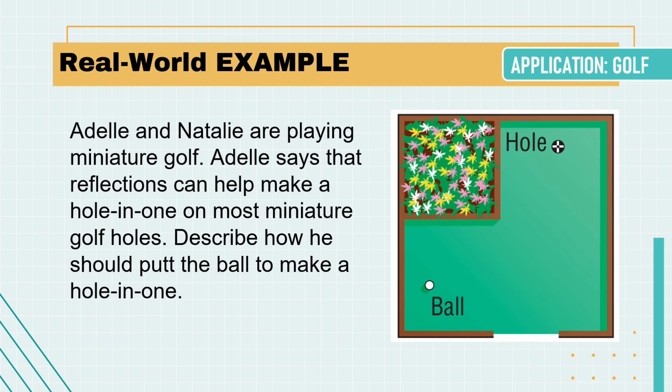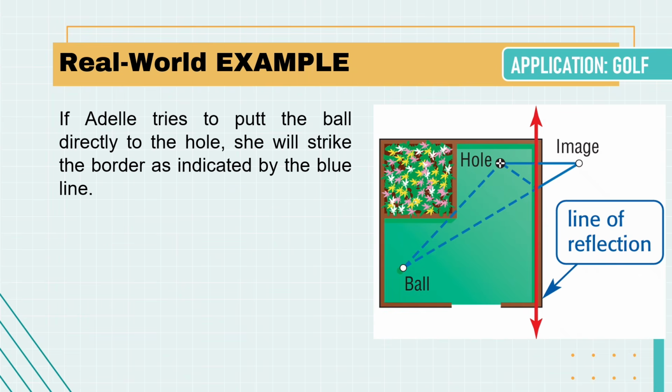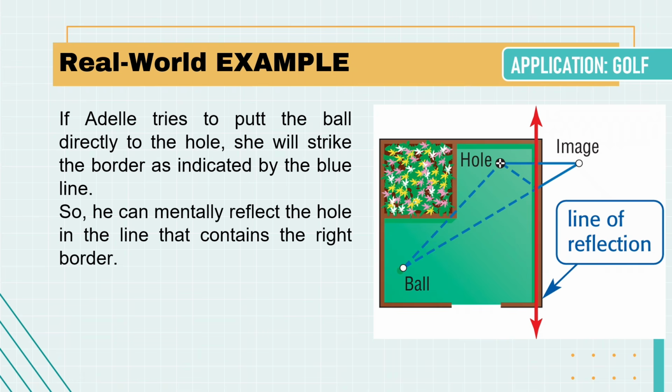If Adele tries to putt the ball directly to the hole, the ball will hit the border and may not go toward the hole. So what can she do? She can mentally reflect the hole across the line that connects the right border. This reflected hole acts like an imaginary target.